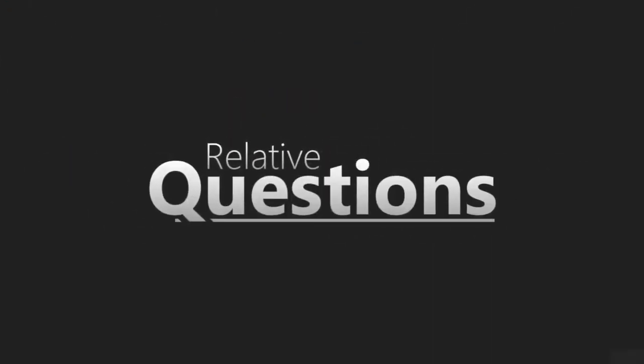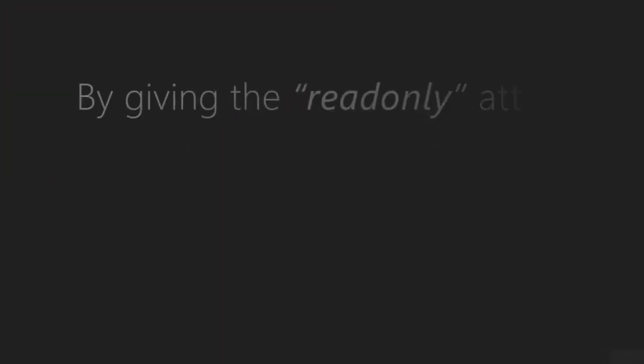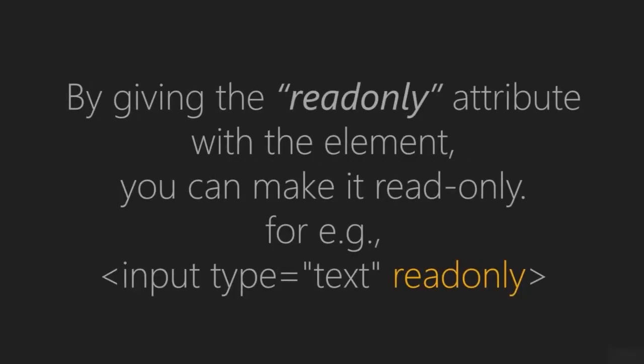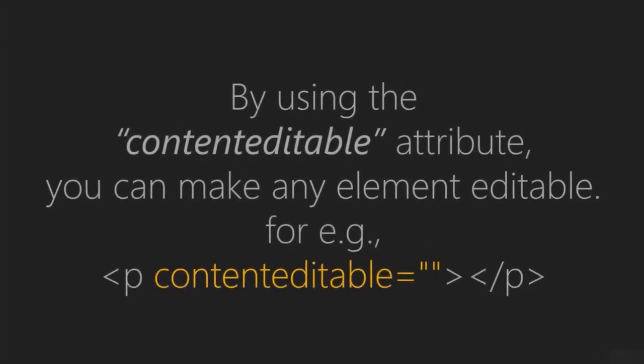Let's talk about few relative questions. How can you make any HTML element read-only? Well, you just give the read-only attribute and the element goes uneditable. That means you are not allowed to type anything inside those fields. The second question is, how can you make a non-editable HTML element editable? So again, the content editable is the attribute which makes any element editable. Though there are few exceptions, but most of the HTML elements become editable with the content editable attribute.